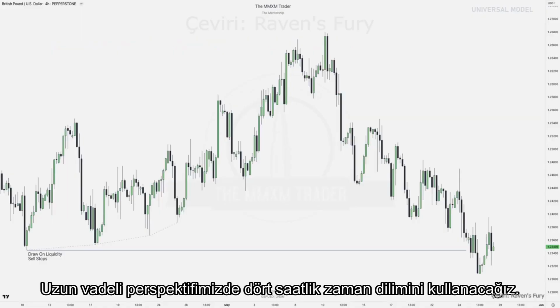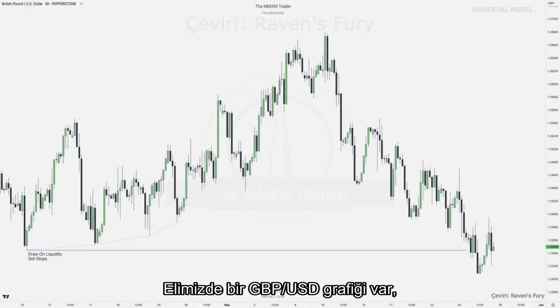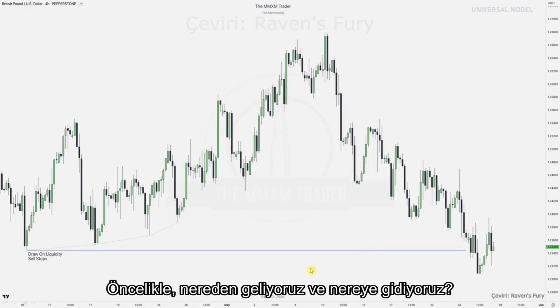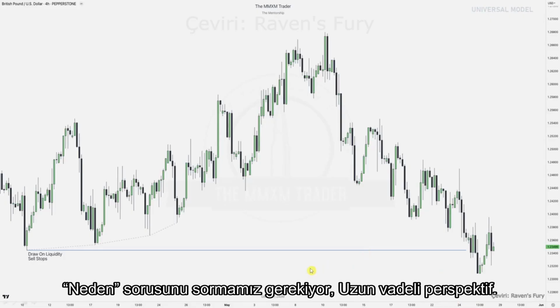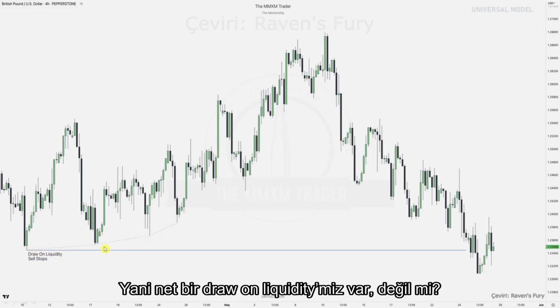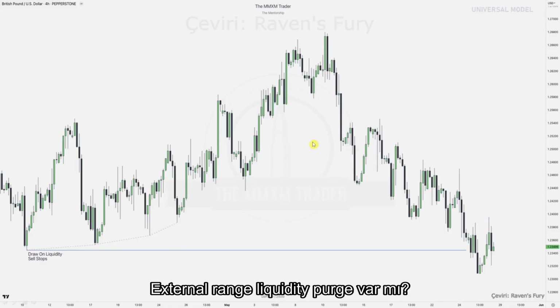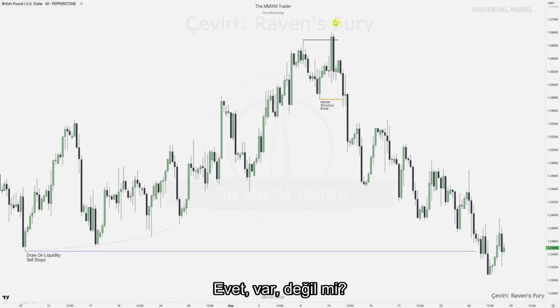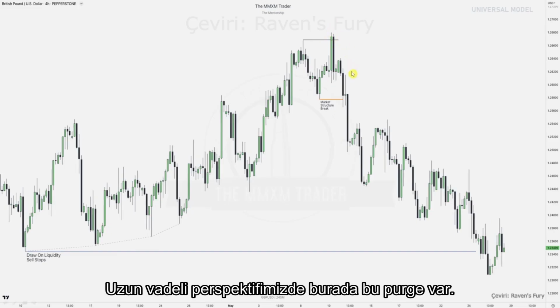Right, our long-term perspective, we're going to use that 4-hour time frame. We've got a British pound US dollar chart, right? First of all, where are we coming from and where are we going? We have to ask the why, right? Long-term perspective. So we've got all these failure swings down here. So we have a clear draw on liquidity, right? Do we have an external range liquidity purge? Yes, we do, right? We've got this purge over here on our long-term perspective.